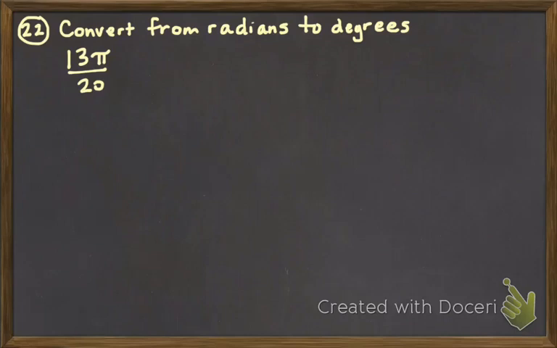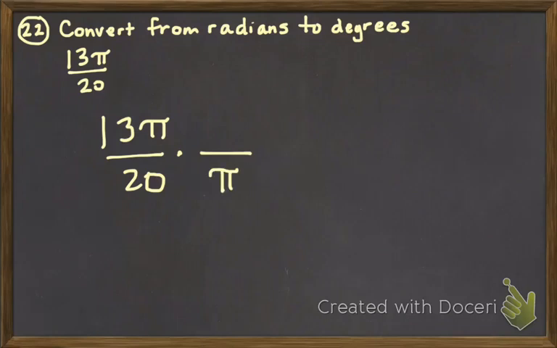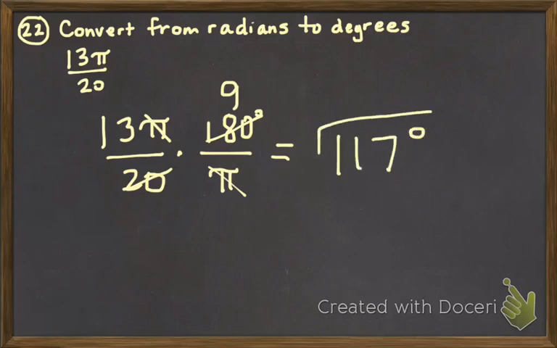On number 22, we are to convert from radians to degrees, so we're going to take our 13 pi 20ths, and multiply that by our conversion factor, which, again, we don't have degrees here, we have radians, and there's a pi on the top, there's a pi going to be on the bottom because we want our answer to come out in degrees. And then the pi's cancel, and then we can reduce this down to 9, and then 9 times 13 is 117 degrees, and that's the answer to this one.